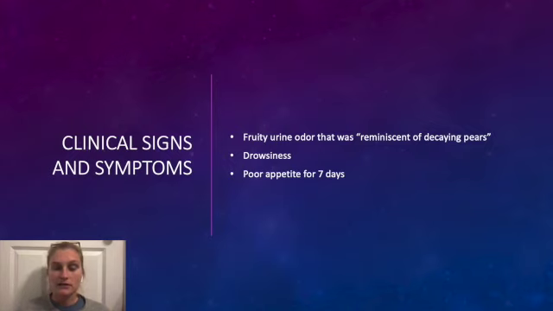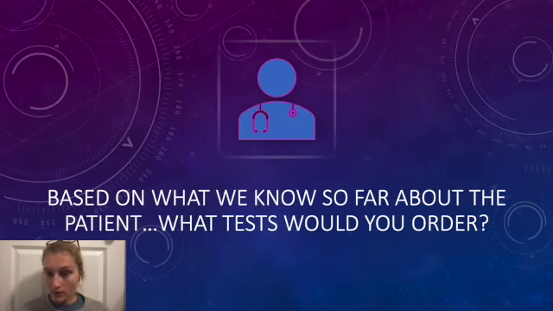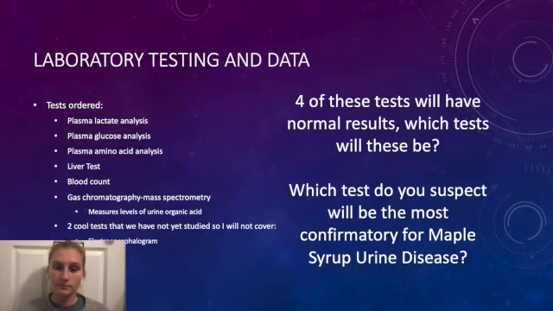So some of his clinical signs and symptoms were that he had the fruity urine odor that was, quote, reminiscent of decaying pears. So that's also the maple syrup scent that we frequently hear about. He was drowsy and he had a poor appetite for 7 days. So based on what we know so far about the patient, what tests would you order? So maybe pause the video and think a little bit about what you would do.